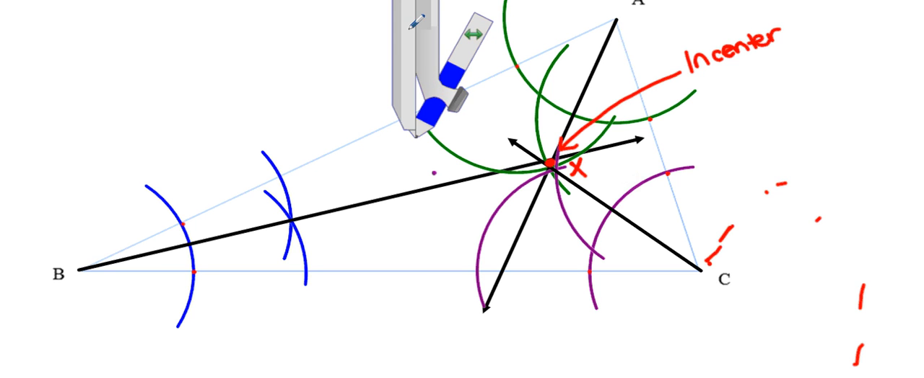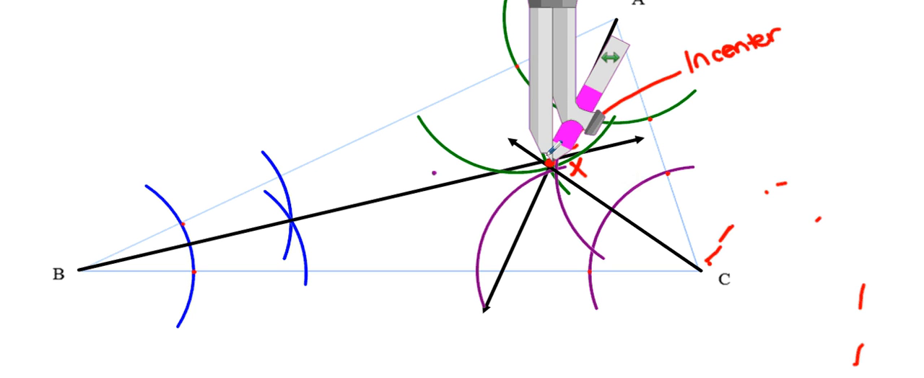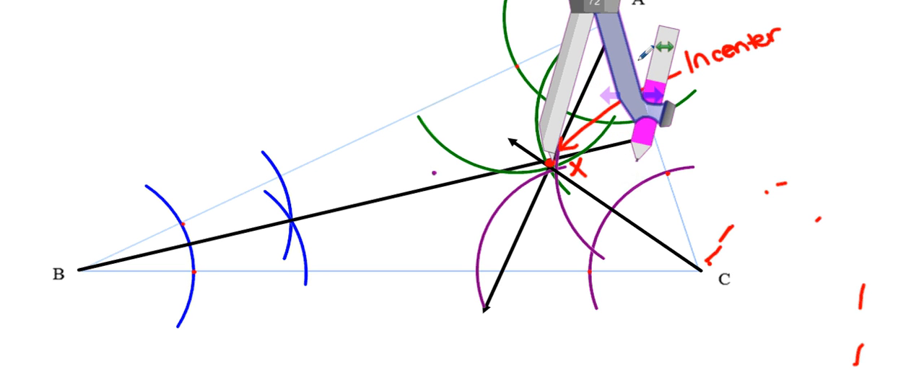This is going to be an approximate construction, not an exact construction, because number one, my incenter is not exactly exact. And number two, we would have to do the perpendicular distance from that point to each side, which I haven't shown you how to do yet. But we can have a little fun and at least do an approximation.